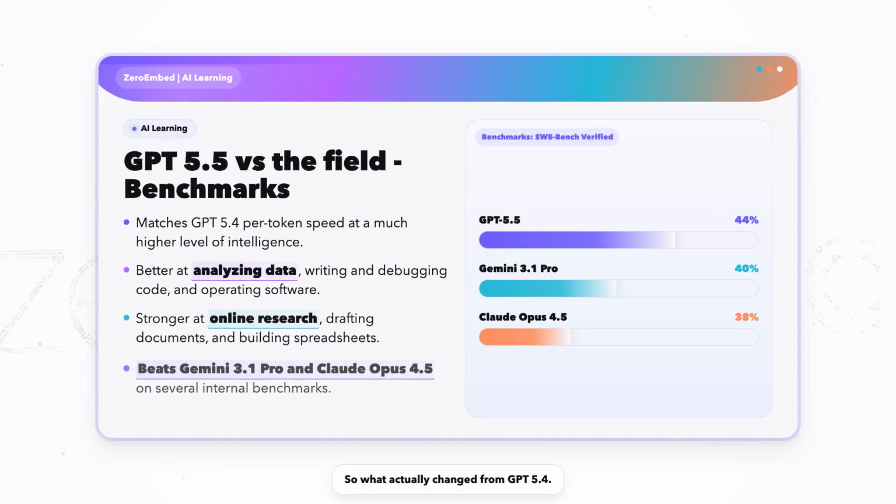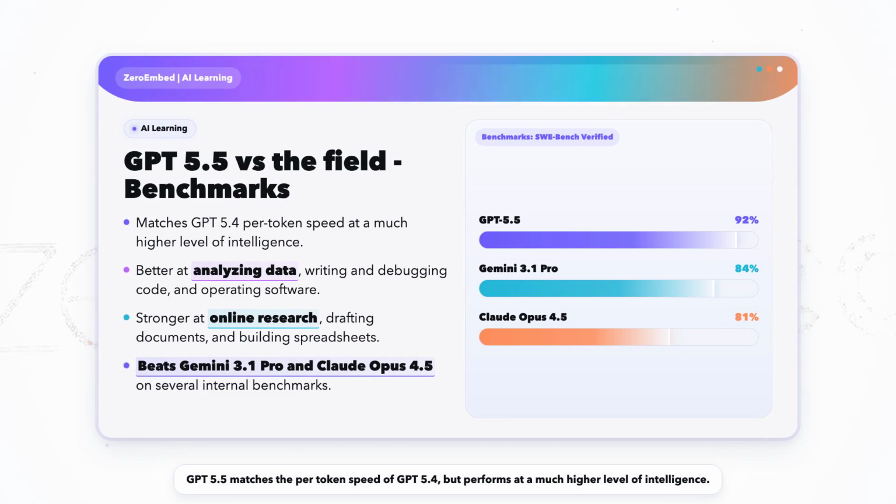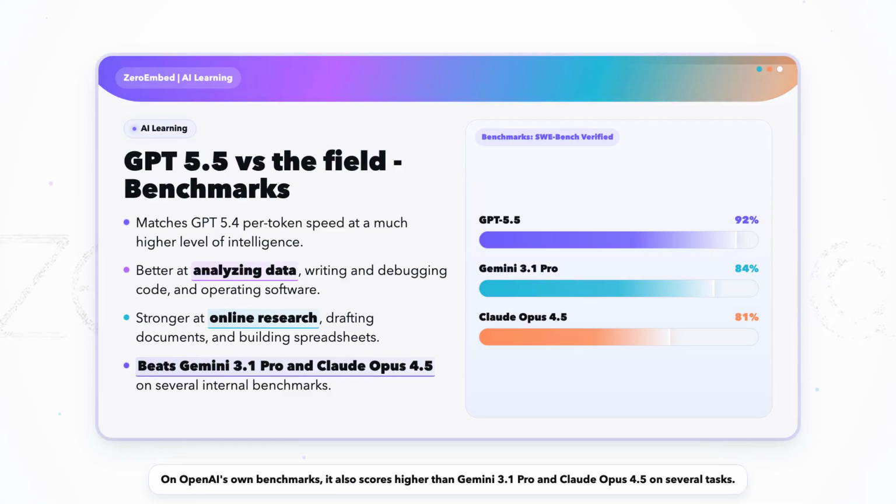So what actually changed from GPT 5.4? GPT 5.5 matches the per-token speed of GPT 5.4, but performs at a much higher level of intelligence. It is noticeably better at analyzing data, writing and debugging code, operating software, researching online, and creating documents and spreadsheets. On OpenAI's own benchmarks, it also scores higher than Gemini 3.1 Pro and Claude Opus 4.5 on several tasks.